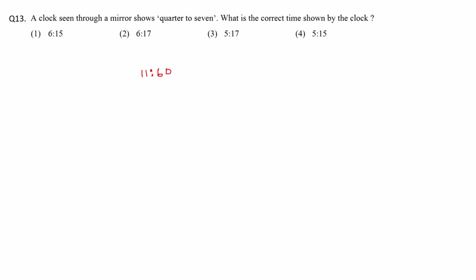So quarter to 7 means 6:45. So subtract 6:45 from 11:60. So you will get the answer as 5:15. So the fourth one is the correct option.